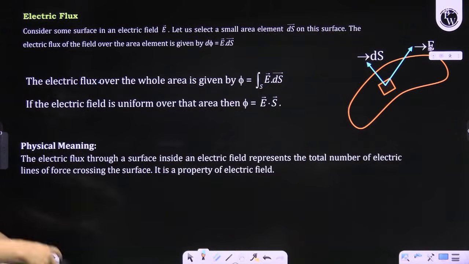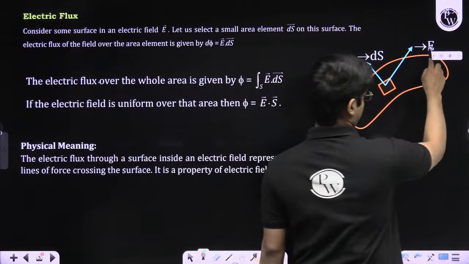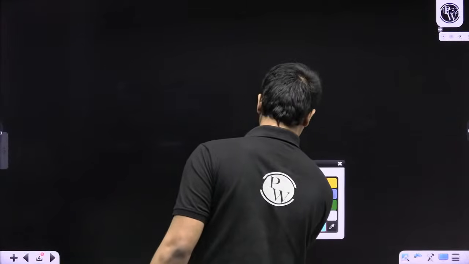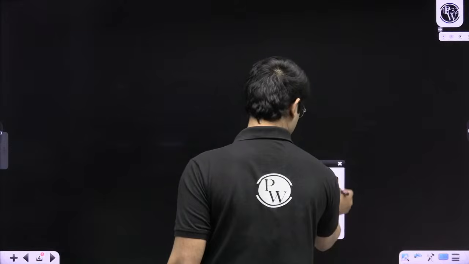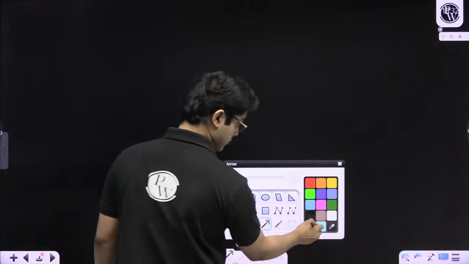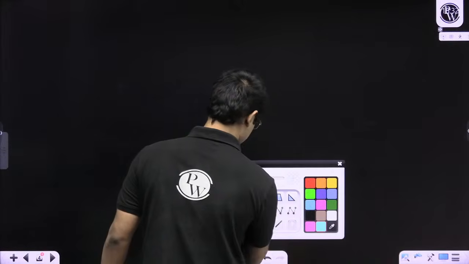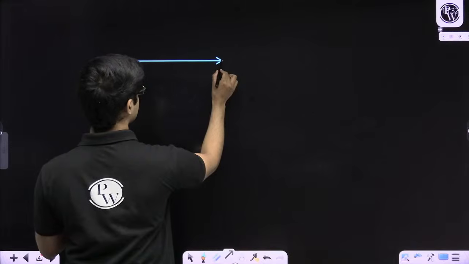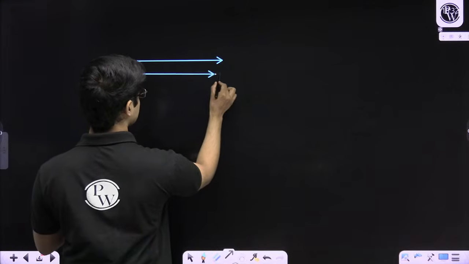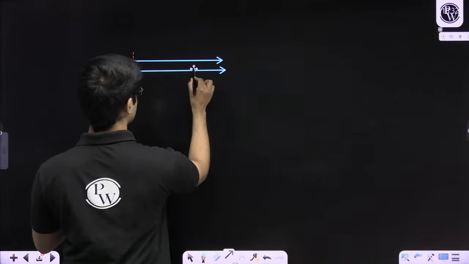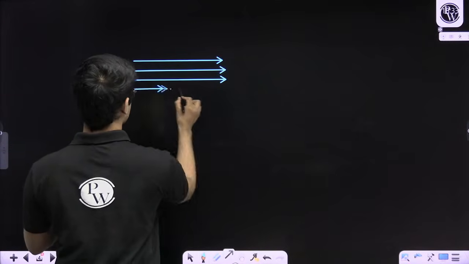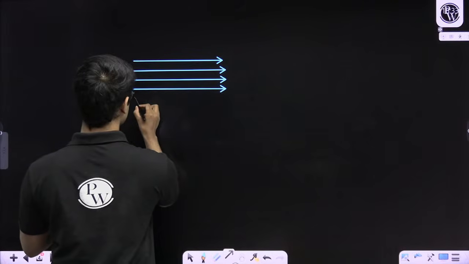Okay, so we will start with the idea of electric flux. For understanding electric flux, first we will take the example of an electric field line pattern. Let's say we have some electric field lines that are horizontal like this, and it's a constant electric field.